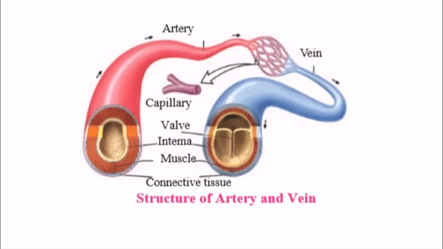When the blood needs to flow, the valve opens, and when it is not needed, it's closed. So these are called valves. These are the two things, that is artery and veins, carrying oxygenated and deoxygenated blood.